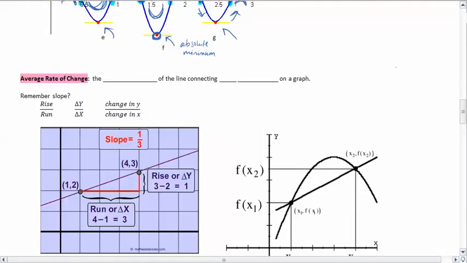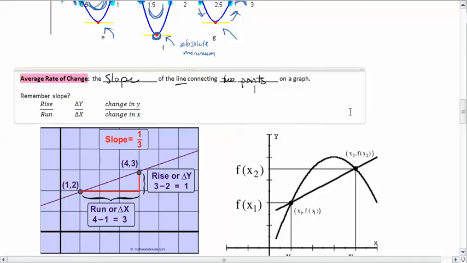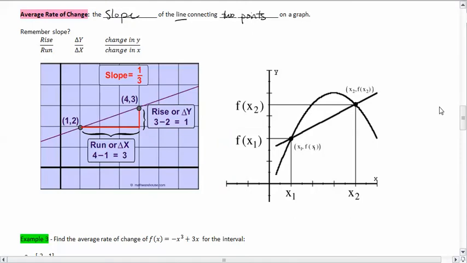Average rate of change, we'll talk about this quickly. It's pretty simple. It's just the slope of the line. You guys know slope. Slope is just rise over run, delta y over delta x, change in y over change in x. So if you have this line right here, you guys know how to find slope. You just take this point, we'll call that 4, 3, and this point, 1, 2. Take the 3 minus the 2 divided by the 4 minus the 1.